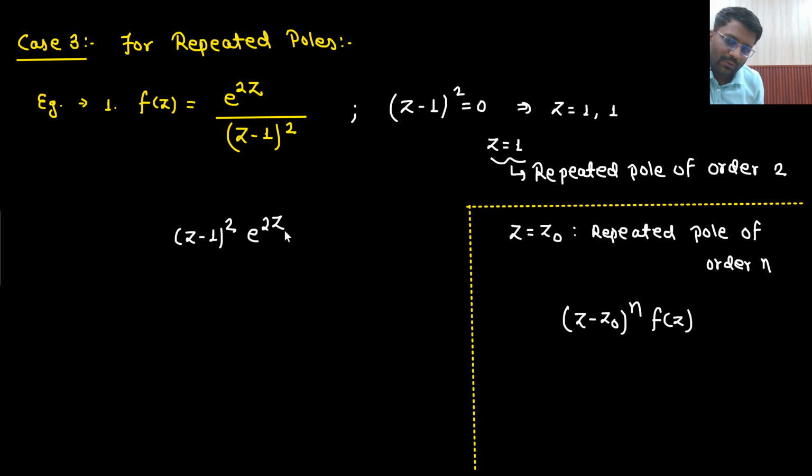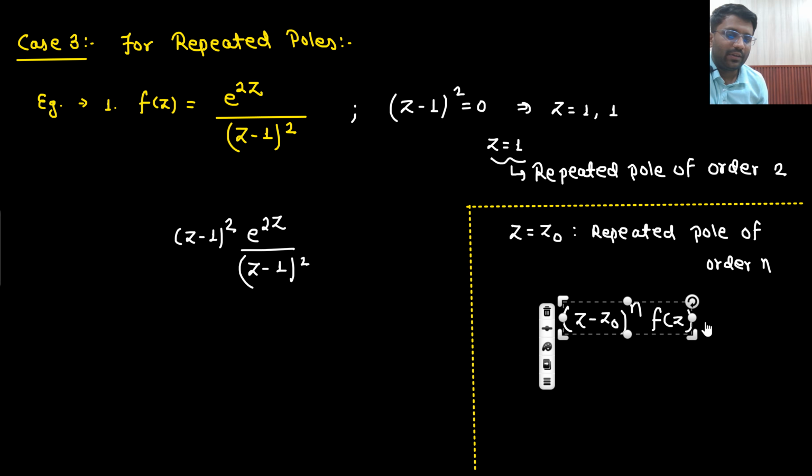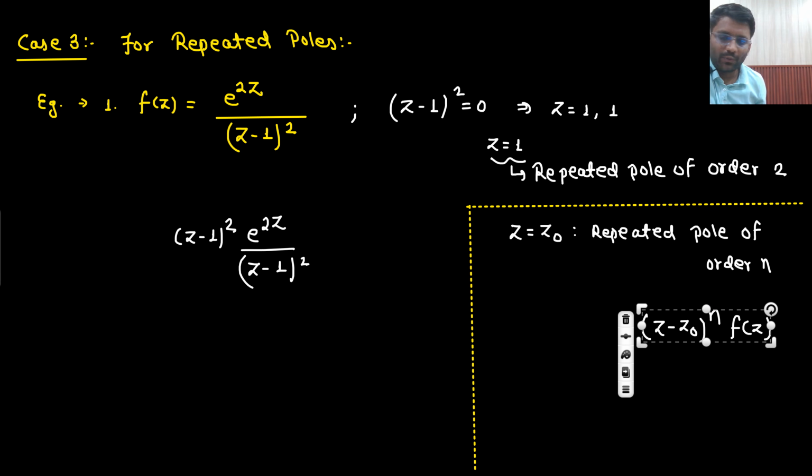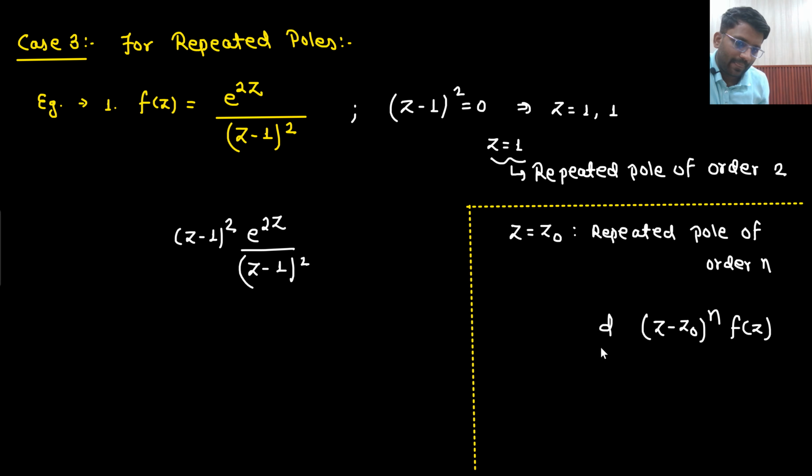That means e to the power 2z upon (z minus 1) whole square. So what does that mean? This and this will get cancelled out. It will be gone. Then you will have to differentiate it. What you will do? You will do the differentiation.